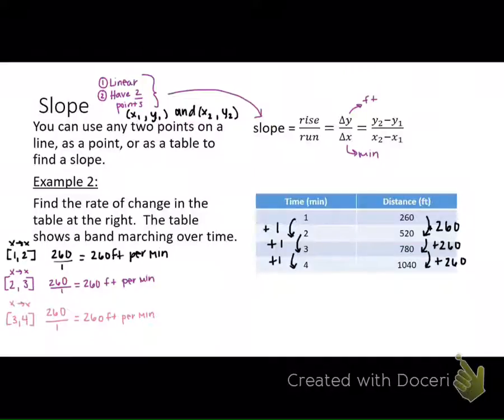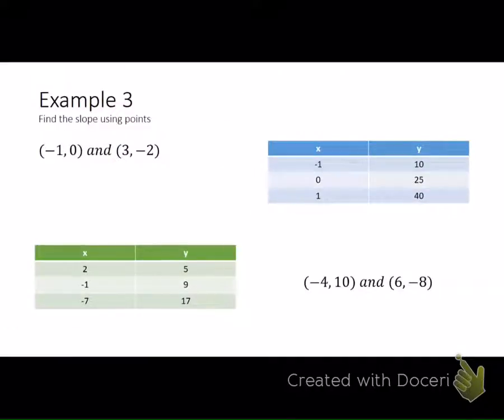Okay, then let's do some more examples here. Find the slope using points. Let's just start with the points. If you're given points, I know some of you like to stack the points on top of each other and find it that way. But let's determine why that's the case first. So we know it's a rise over a run. So slope is y2 minus y1 over x2 minus x1. So you guys know which ones are which there.